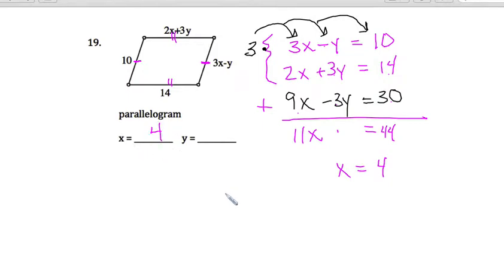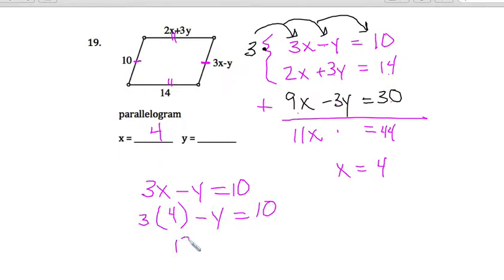And now that I know what x is equal to, I'll go back to either one of these equations and I'll say, all right, if 3 times x minus y was supposed to equal 10, but now I know that x is 4, that means 3 times 4 minus y is supposed to equal 10. So 12 minus y is 10, which means y has to equal 2.